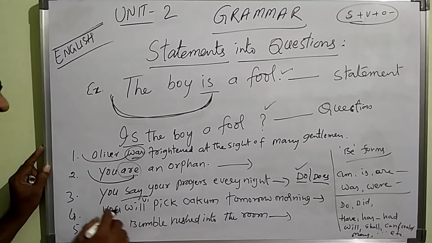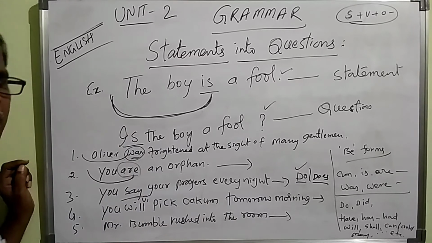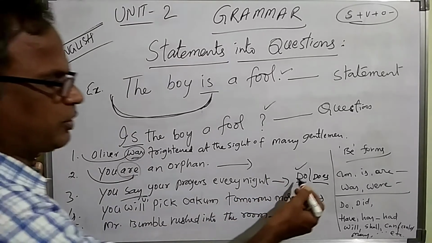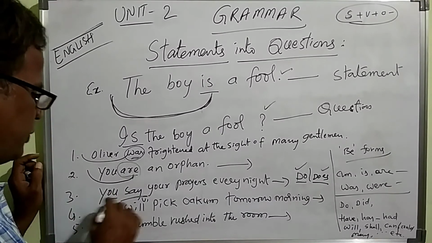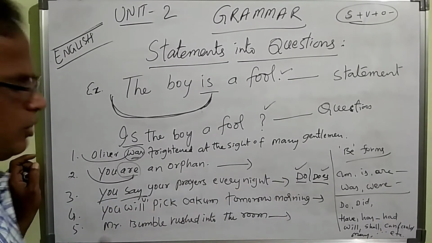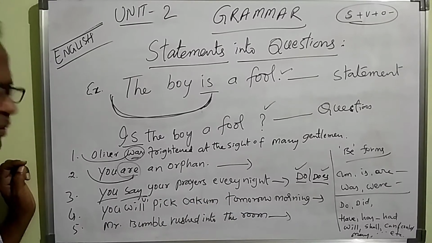So for the simple present tense, do or does is used to make a yes or no answer question. According to the subject, do or does is used here. So for second person, you, do is used here. Do you say your prayers every night? Then it becomes a yes or no answer question.